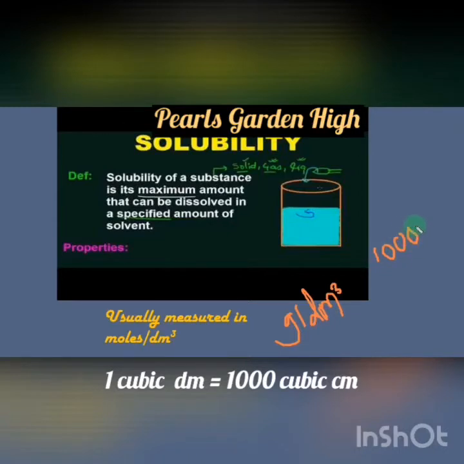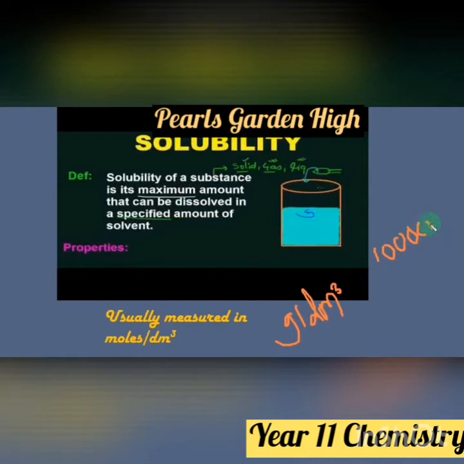So the specified amount of solvent that is considered for measuring the solubility of any salt is 1 dm cube, or 1000 cm cube. So once again, remember that solubility measures the maximum amount of solute that is needed to saturate a dm cube of solvent, or you can say 1 volume of solvent, at a particular temperature. It is temperature dependent.